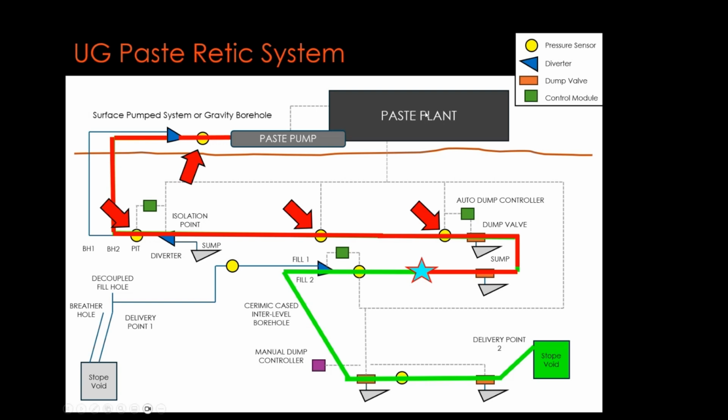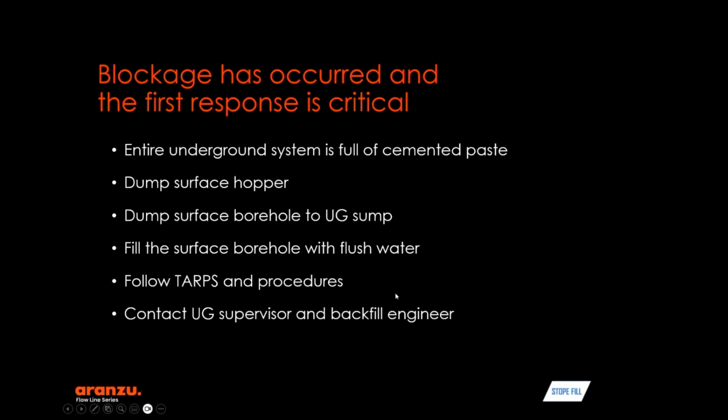This indicates to the paste plant operator that we have a blockage event, and to bear in mind downstream from that blockage location is a stalled system with curing paste. So once the blockage has occurred, the first response steps are critical. So the entire underground system is full of cemented paste, and we dump the surface hopper.